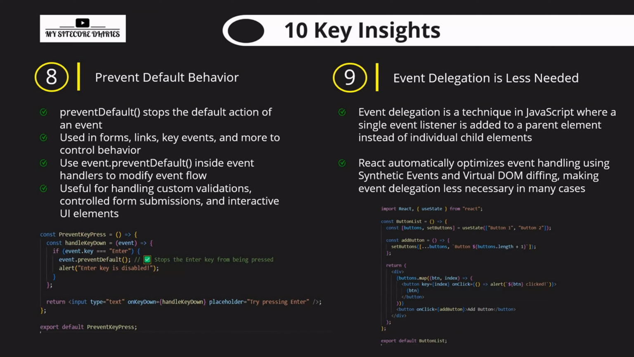So this is an example. Here a button list is managed using state. Clicking any button triggers an alert, but each button has its own event listener. React's synthetic event handler does this efficiently without needing manual event delegation. So in React you don't need event delegation.